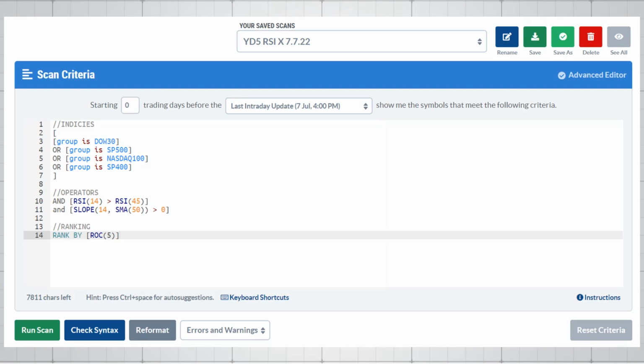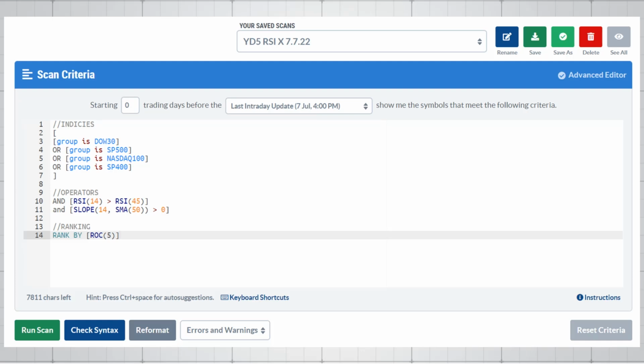Here we have the scan, and we see we're working with the indices, the Dow 30, S&P 500, NASDAQ 100, S&P 400. Some overlap there, but a real good chunk of securities are covered right there. So if we look at this, we see very simple code. We're going to use the RSI 14. The value of the RSI 14 is greater than its 45 period counterpart, the RSI 45.